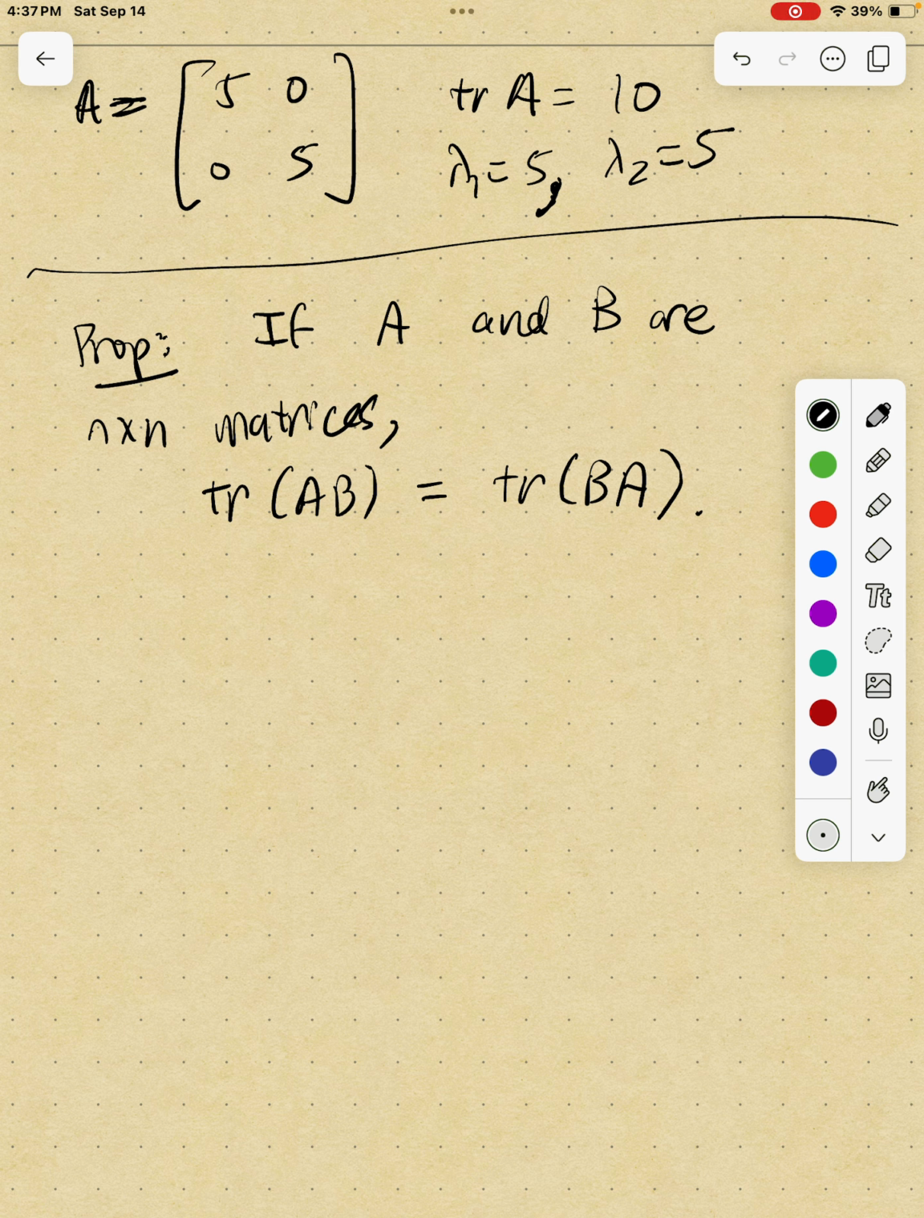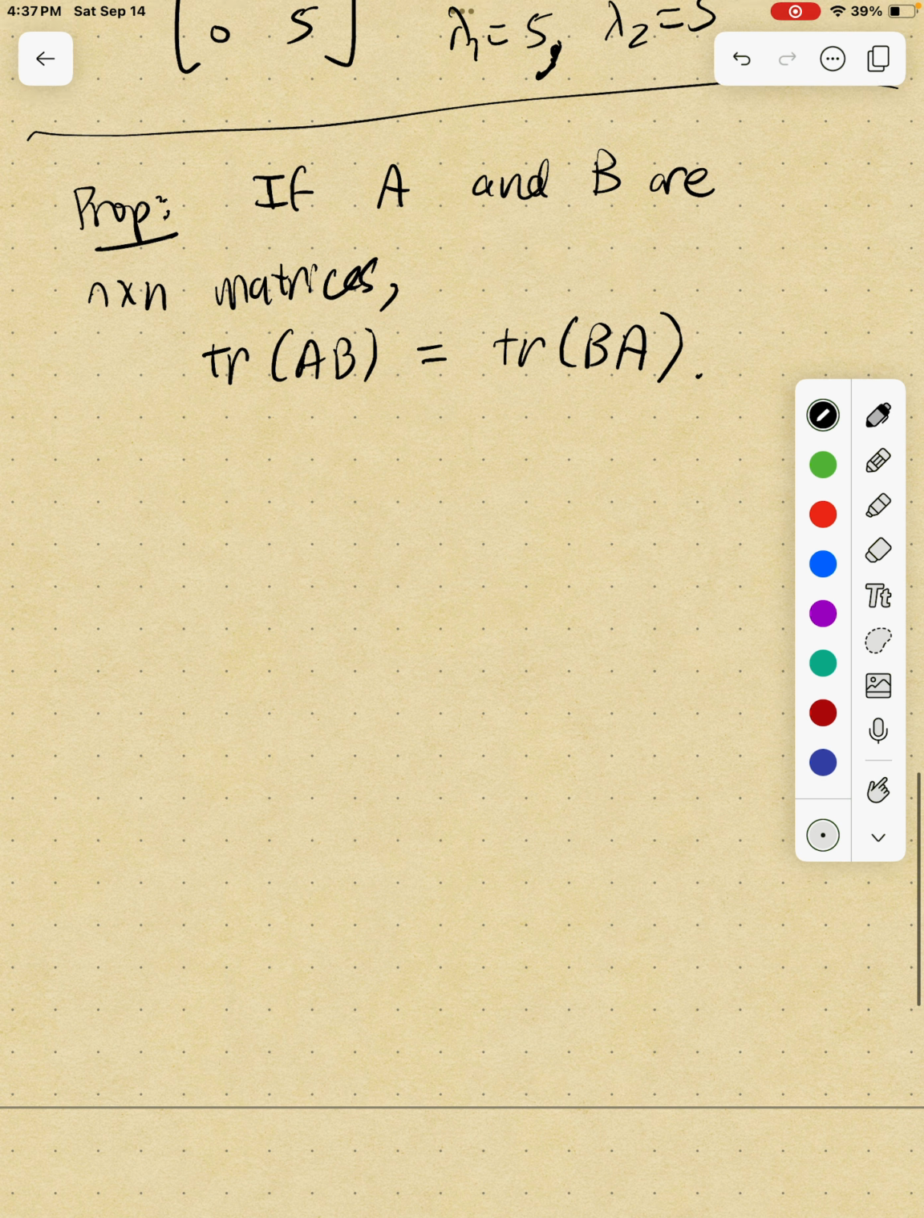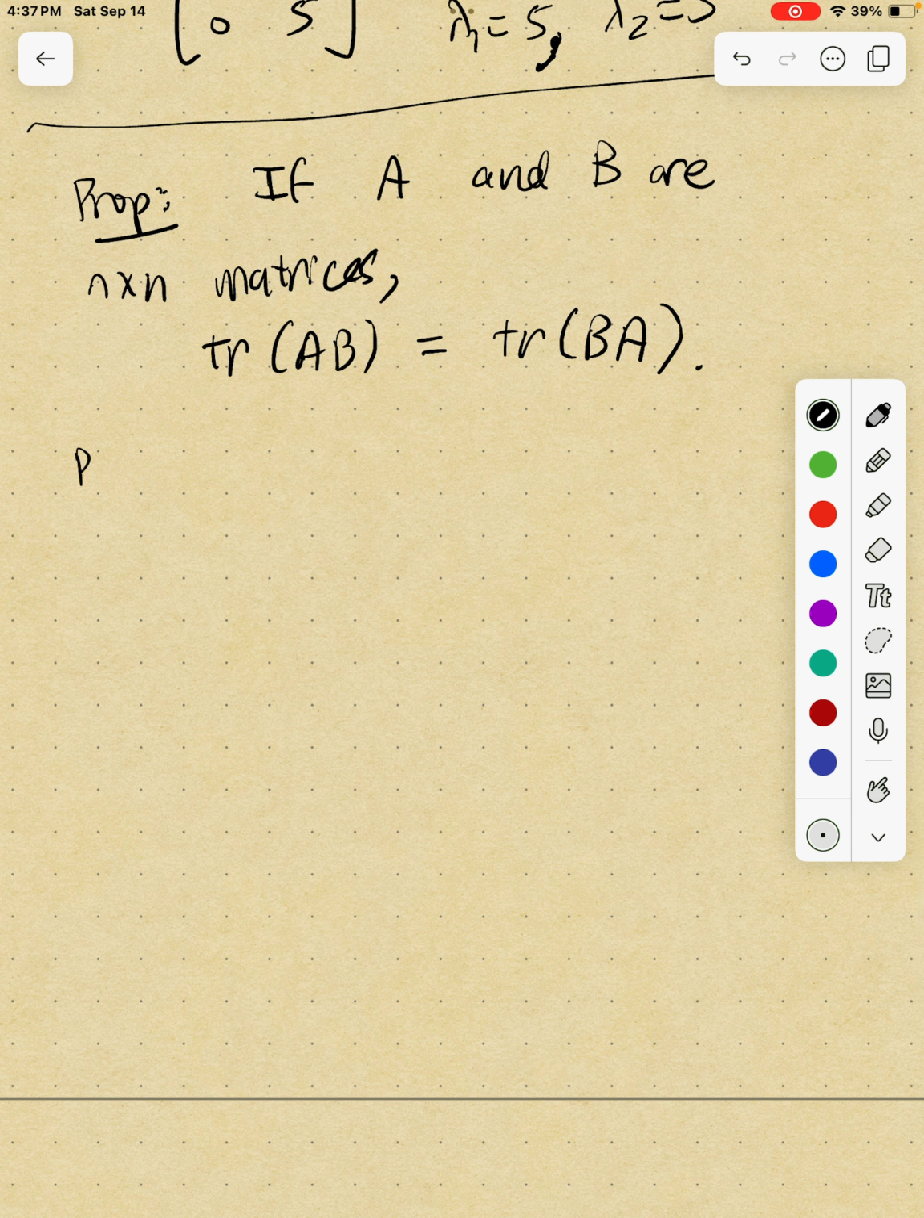So one way to think about this is if you have two matrices A and B, and then you multiply them in either order, when you add the diagonal entries, you get the same thing. Another way of thinking about it is if you take the eigenvalues of A times B and the eigenvalues of B times A and add them, you get the same thing. Let's prove this in the case when n is 2. And when n is arbitrary, it's just more complicated.